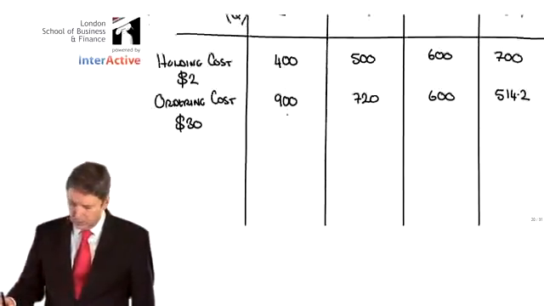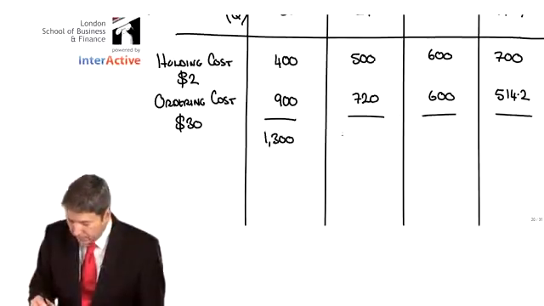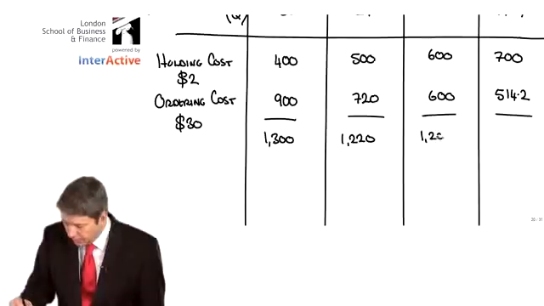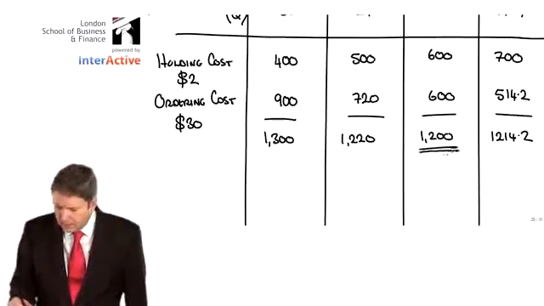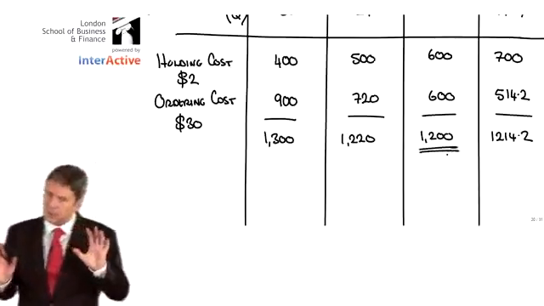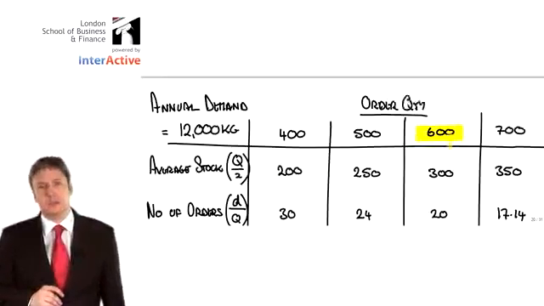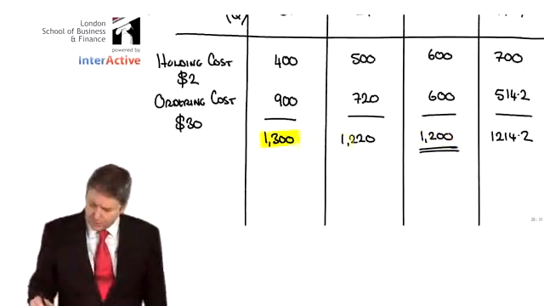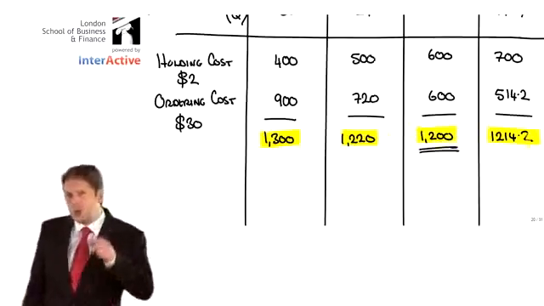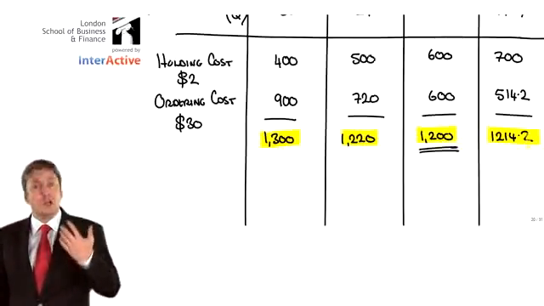Well, okay. We get this far, and what we see is that we have 1,300, 1,220, 1,200 and 1,214.2. Given that we've done the calculation here, we can see that the minimum cost of the 4 available, to be fair, is at the point where the order quantity was 600. Interesting question, however. If we were just to look at the information at the bottom, here and here and here and here, could we say that the order quantity of 600 is necessarily the economic order quantity?